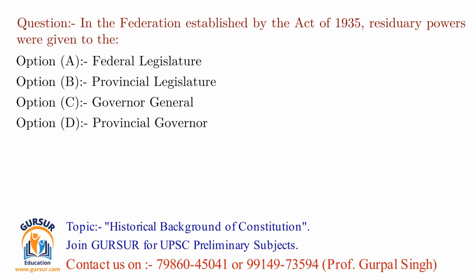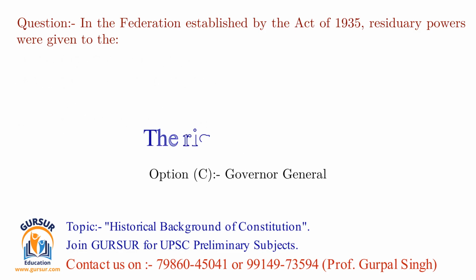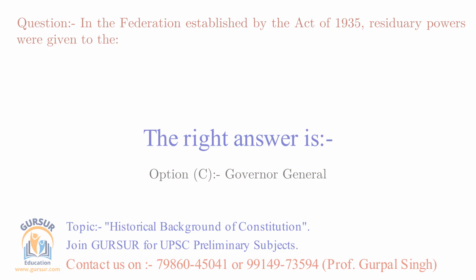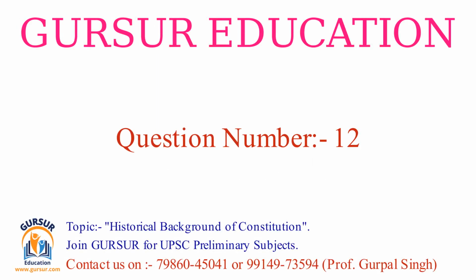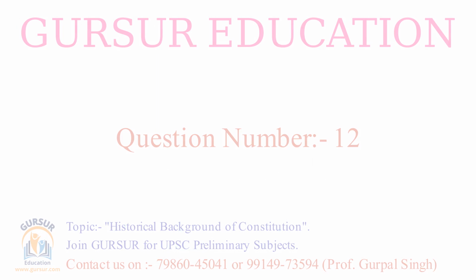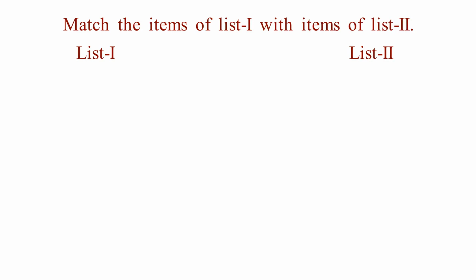So the right answer of this question is option C, and that is Governor General. So now we move next. The question number 12 is: match the items of list 1 with items of list 2.